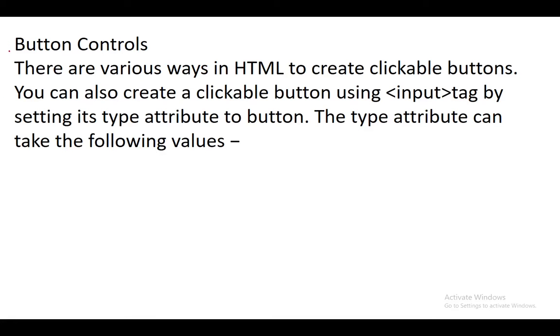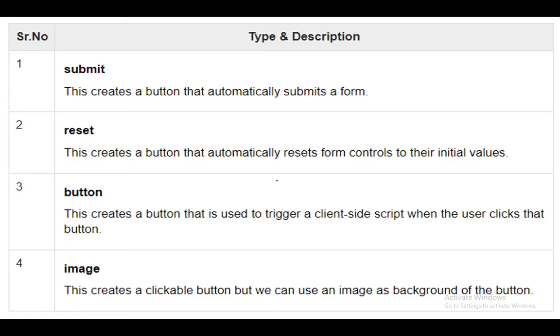Button control. There are various ways in HTML to create clickable buttons. You can also create a clickable button using the input tag by setting its type attribute to button. The type attribute can take the following values. There are different ways. I know of two: this type, and another where you only use button itself as a tag, with an opening and closing tag. So we have our button opening and a button closing. Let's go through the attributes.